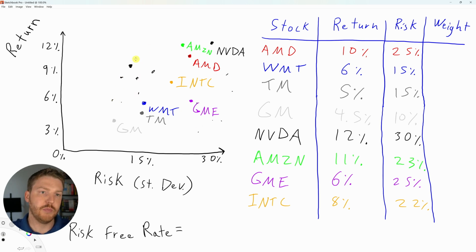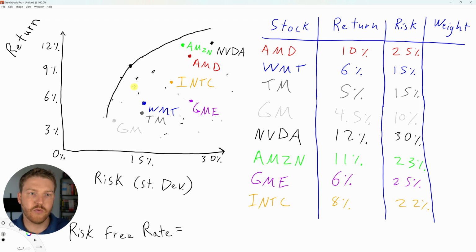There'd be dots all over the place. But what we would be interested in is only the dots that have the highest level of return for each level of risk. So then let's say these were all the dots. Well, then we're only really interested in these top dots right here. And so we could draw this line, and this line would show us that for every single combination of all these stocks, we could find on this line the highest potential level of return at each level of risk.